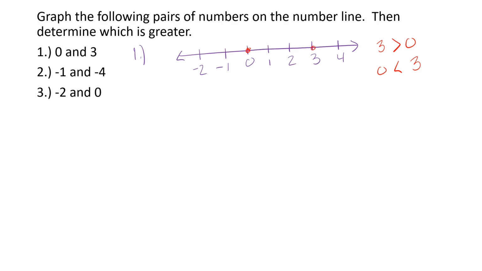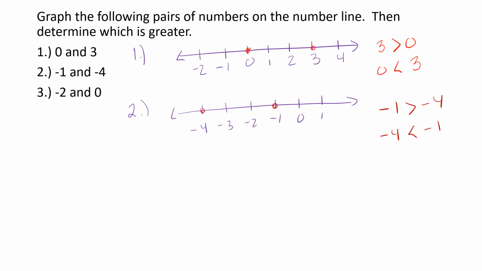Now, where these problems can get tricky is when you have multiple negative numbers. So this one here, we have -1 and -4. So I'm going to put my 0 here, and then -1, -2, -3, and -4. And we'll put a dot here at the -4 and a dot here at the -1. And when you look at this, remember that the number to the right is always greater than the number to the left, no matter where they're situated on the number line. So we could say -1 is greater than -4, or you could say -4 is less than -1. Either of those statements would be correct, just always follow the directions.